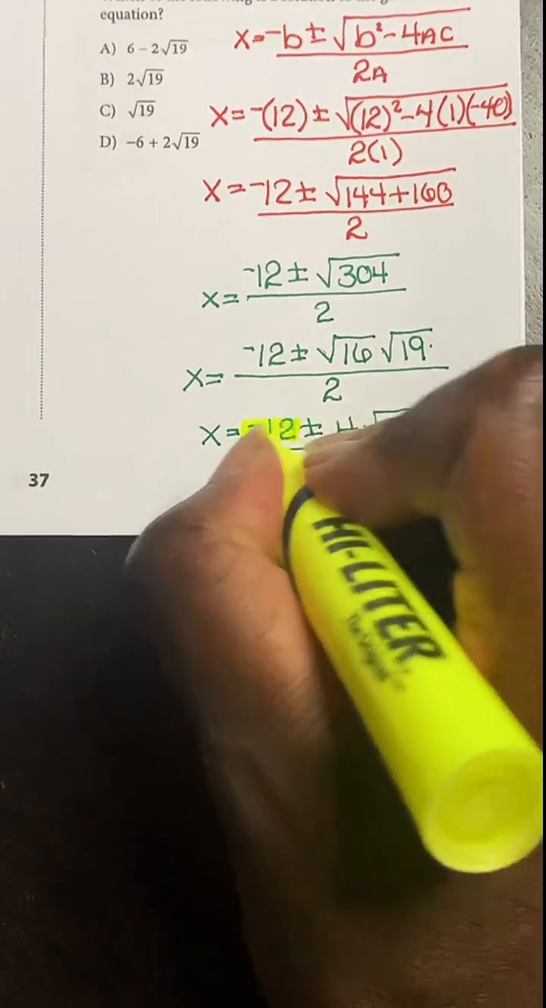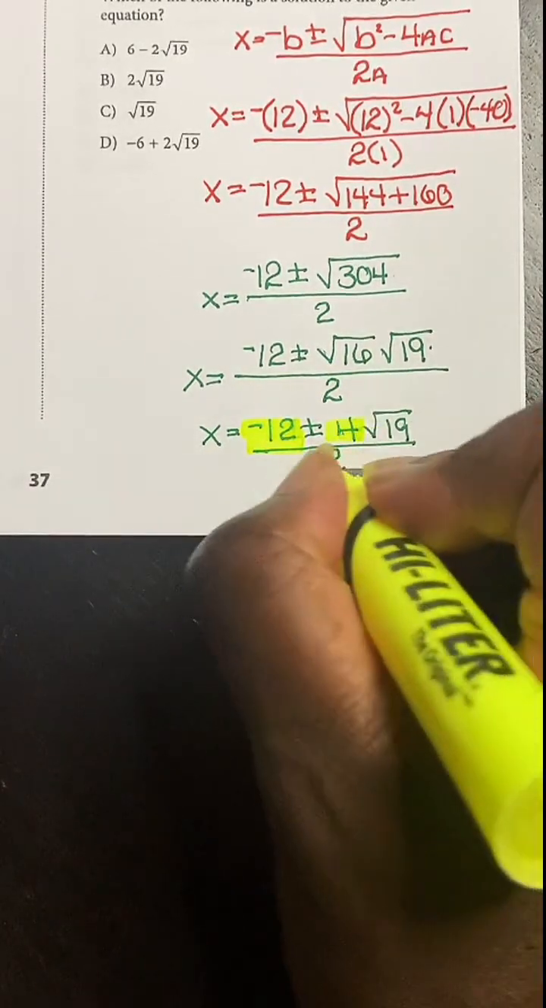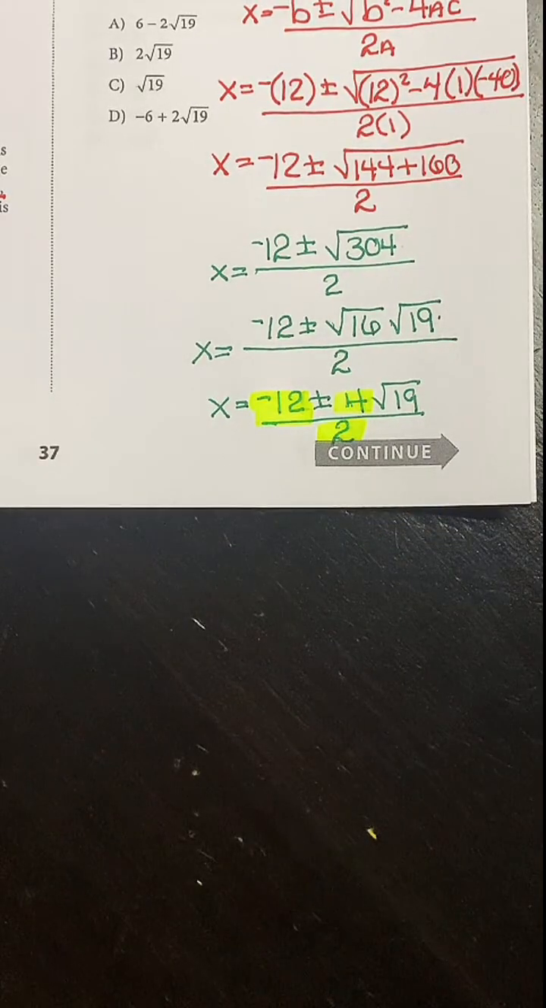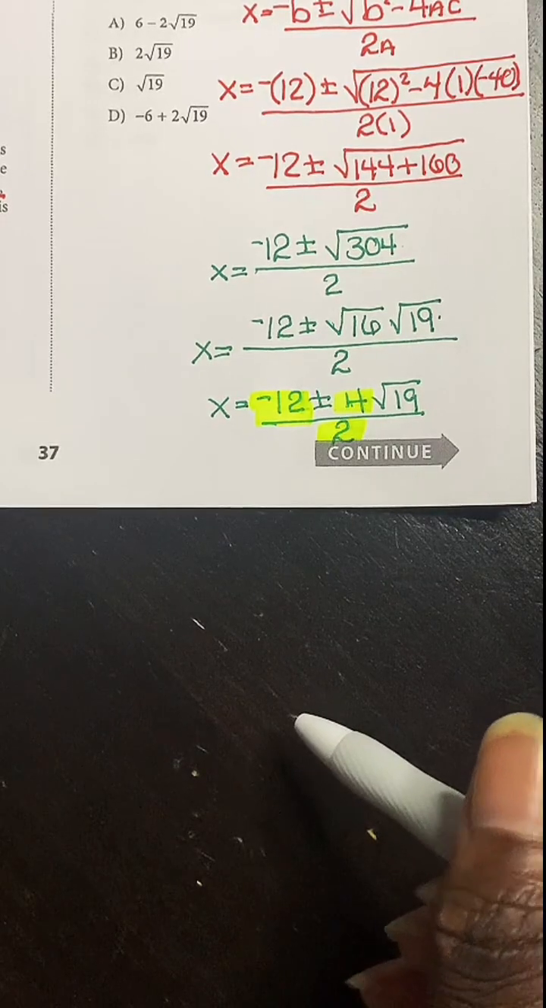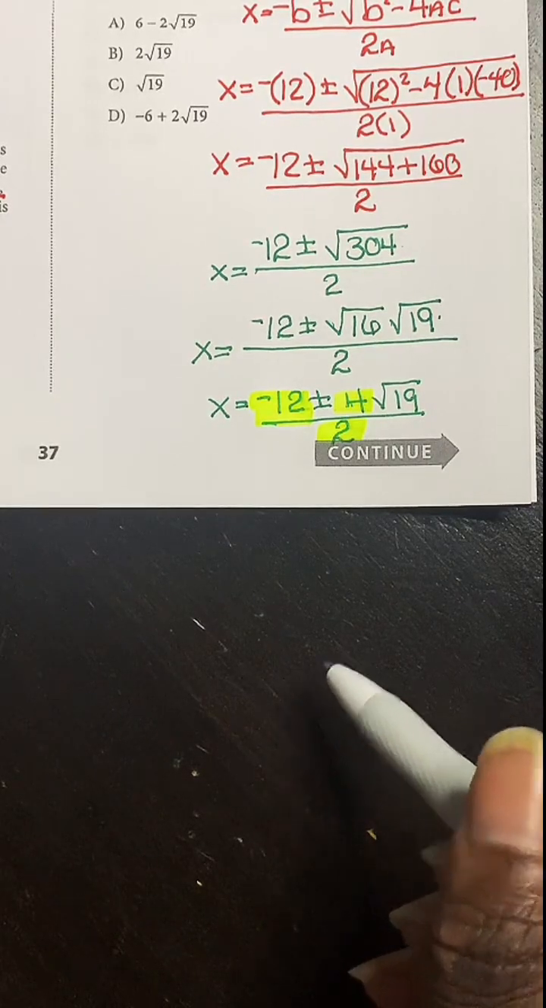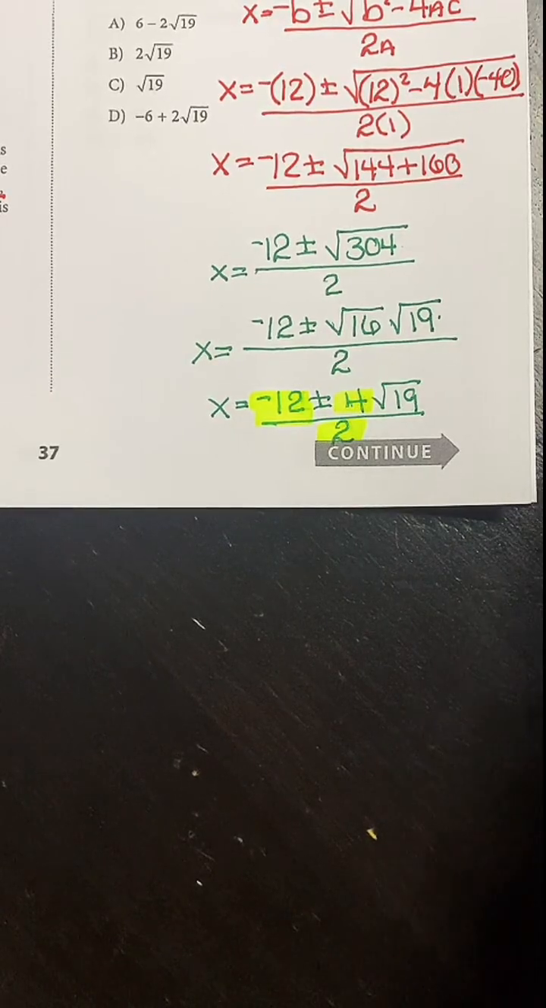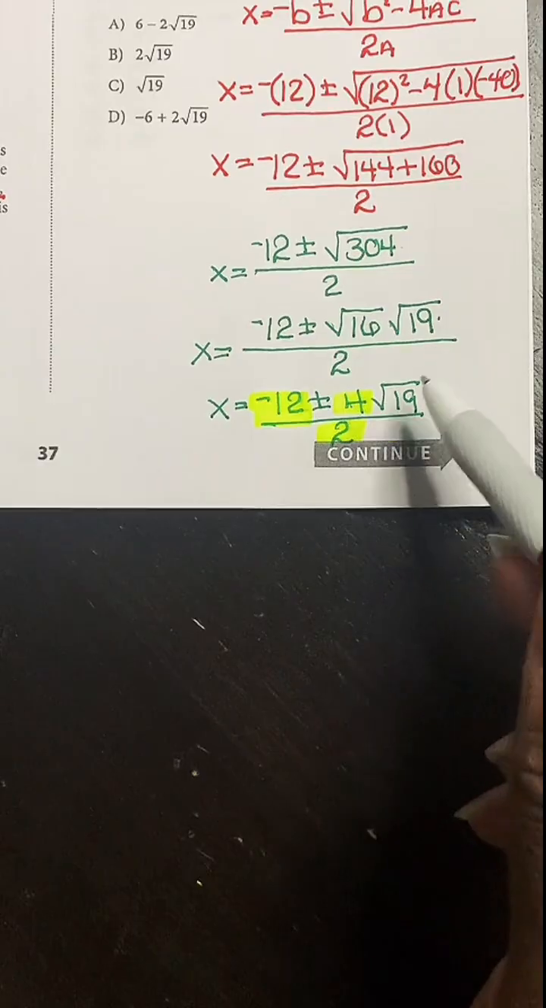Now we have that negative 12. We have this 4. We have that 2. So they all have something in common. Okay? They all have something in common. Pre-calculus I teach. Yeah, I don't do calculus.